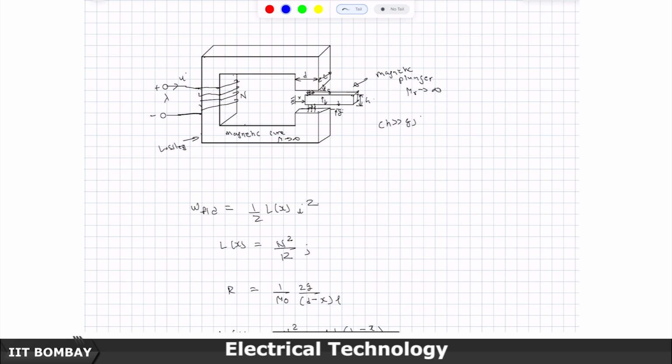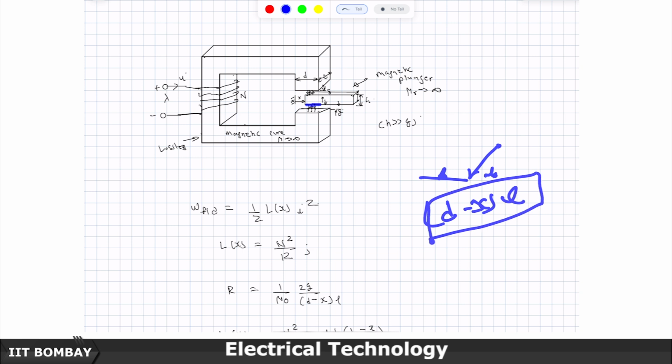So, somewhere in between we are taking a snapshot at a distance x. Because this distance is d and this distance is x, the overlap area is d minus x. So, you have d minus x along this, and a length of L which is moving along this. So, the area of cross section which the flux lines will see is (d minus x) times L.